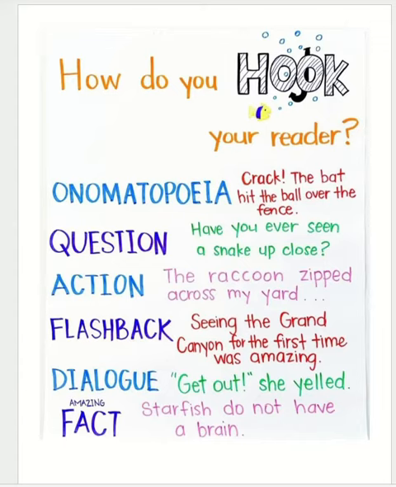There's a few more ways that you can hook your reader. One way is by using dialogue. Get out, she yelled. Remember, when using dialogue, you always want to use a dialogue tag, such as saying, she yelled, or I said, because you always want to let the reader know who is talking in the story.